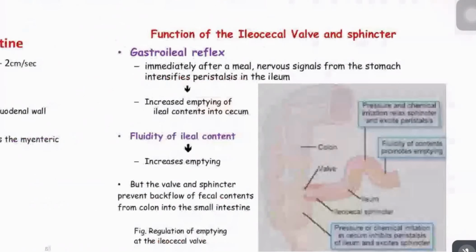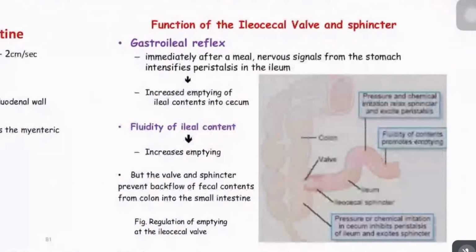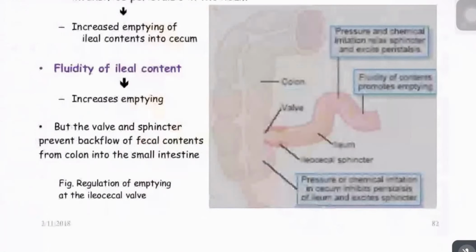Your function of your ileocecal valve and sphincter. Gastroileal reflex: immediately after a meal, nervous signals from the stomach intensify peristalsis in the ileum. Thereby, it increases the emptying of your ileal contents into your colon. Fluidity of your ileal content will increase the emptying, but the valve of the sphincter prevents backflow of your fecal contents from colon into small intestine. Regulation of emptying at the ileocecal valve. So this is the regulation of emptying at your ileocecal valve.